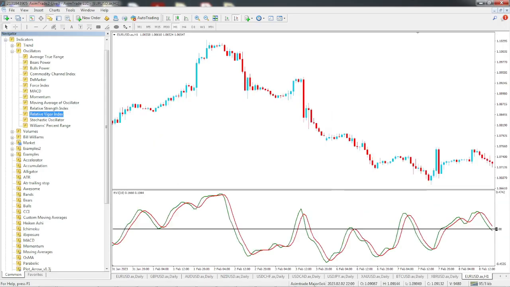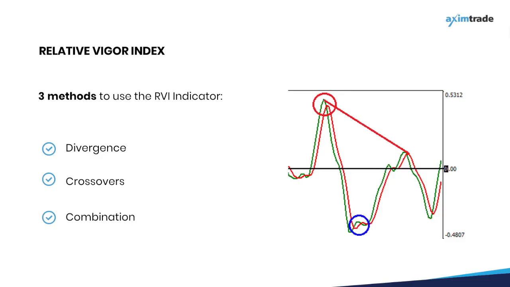Now let's look at how to use the Relative Vigor Index indicator in trading. There are three methods in which traders can use the RVI indicator during trading. They are: first, identifying the divergence between the Relative Vigor Index indicator and the market. Second, trading the crossovers. Third, using the Relative Vigor Index in combination with other technical indicators. Let's look one by one in detail at how to use them.